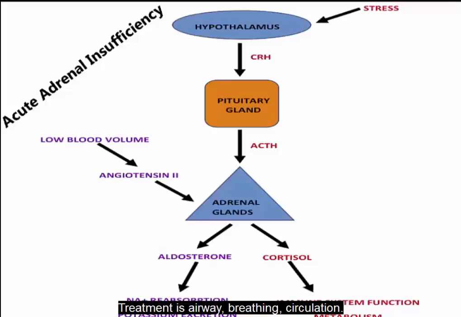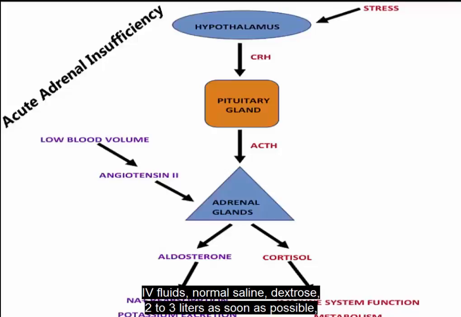Treatment is airway, breathing, circulation. IV fluids, normal saline, dextrose 2 to 3 liters as soon as possible. Hydrocortisone injection, 100 milligrams IV bolus, followed by 50 to 100 milligrams every 6 to 8 hours. The goal is to search for the cause and treat accordingly, like infection, low blood glucose, or high potassium.